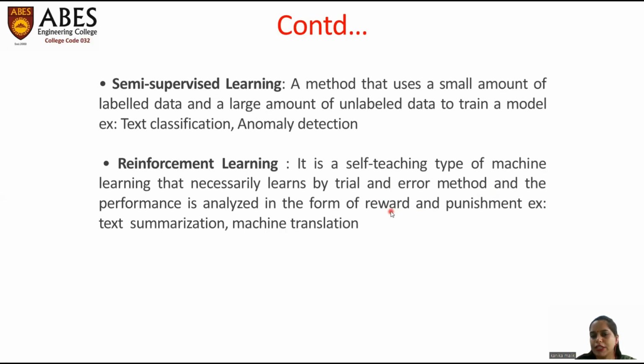Either when the agent interacts, he or she will get a positive output, that would be positive feedback, known as reward. And in the other case, it would get a negative feedback or negative output, known as punishment. By the figure I will explain later. The basic examples falling under this category are text summarization and machine translation.